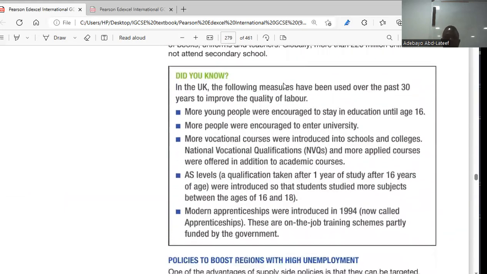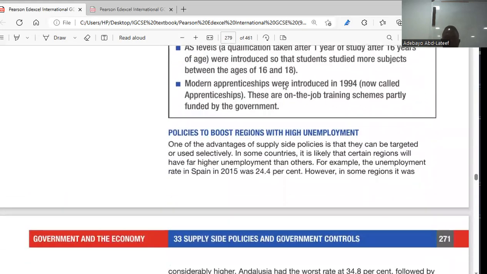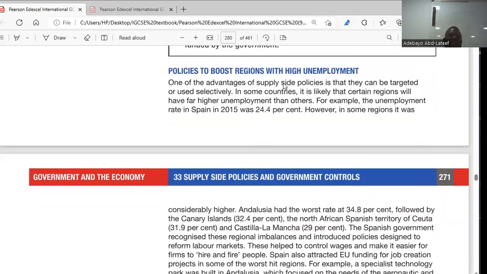Yeah, we go to policies to boost regions with high unemployment. So one of the advantages of supply side policies is that they can be targeted or used selectively. So some regions, some areas, like let's say in Libya, maybe Salman, Tauna, we feel that they have a less educated population. So the government could use supply side policy selectively to make sure those areas are also able to enjoy high literacy rates so that they can contribute to the economy. That is what they are talking about here. Is it clear, please?